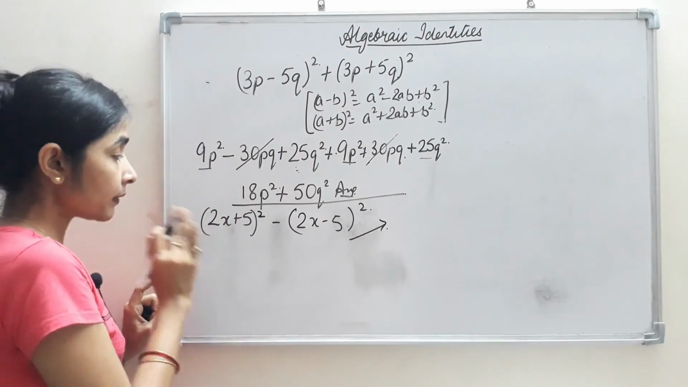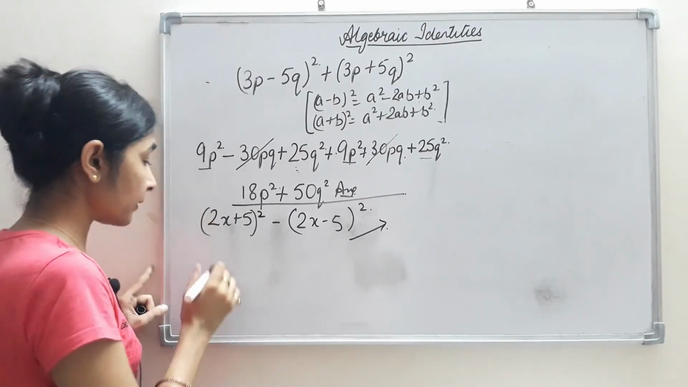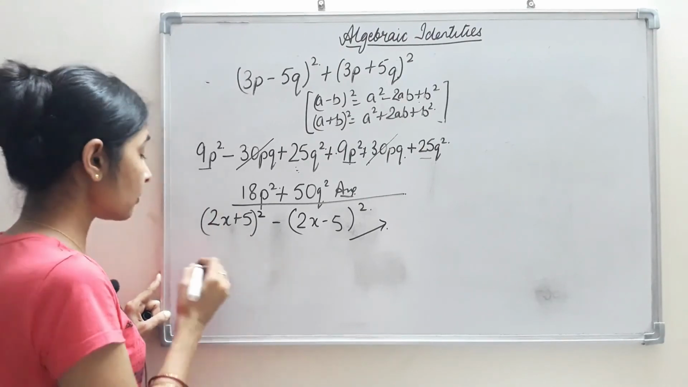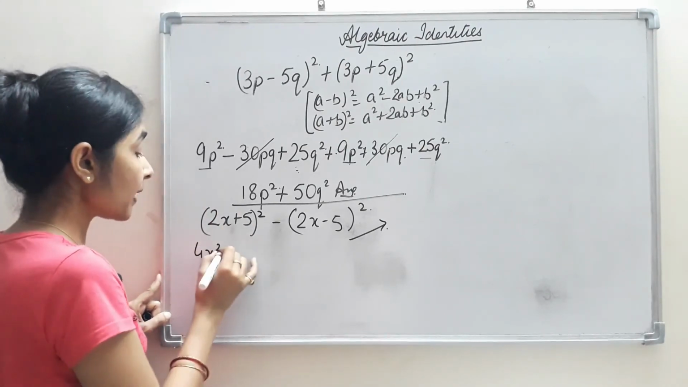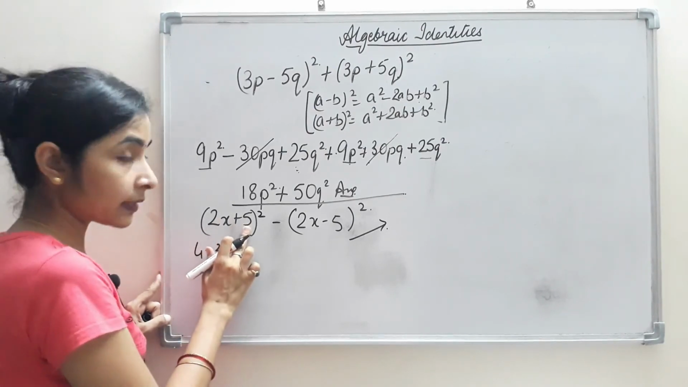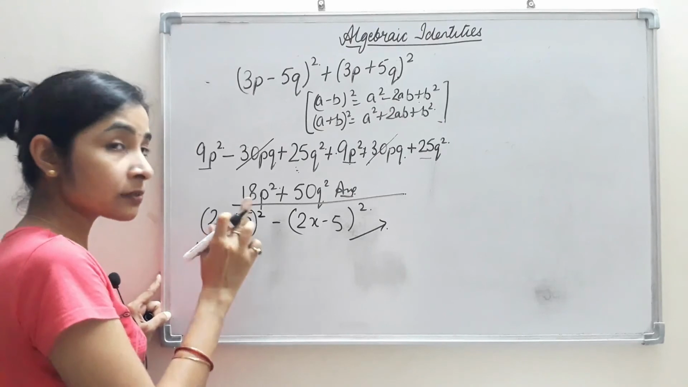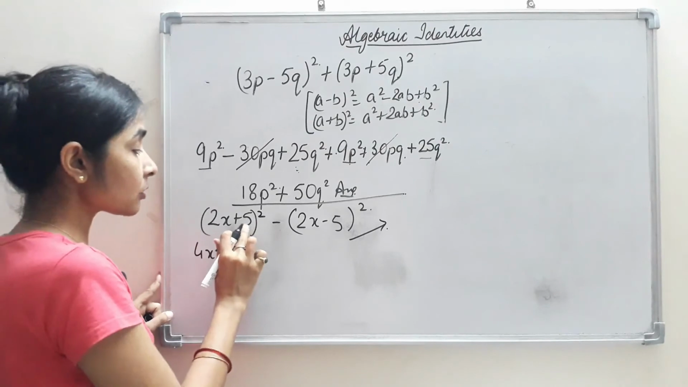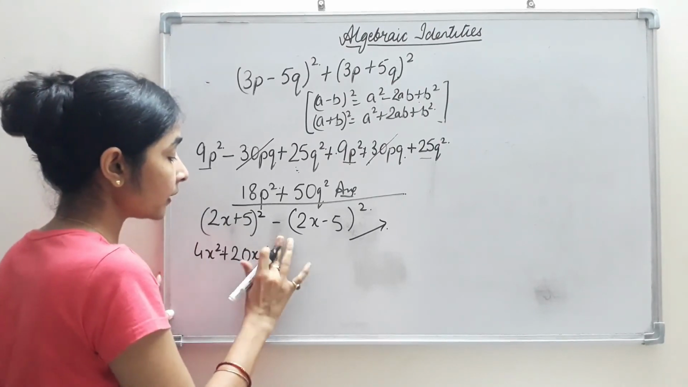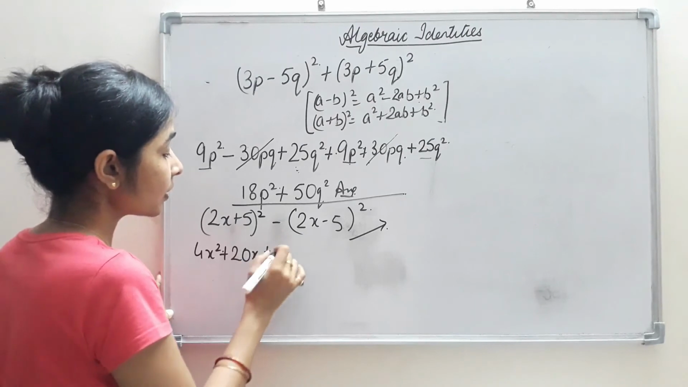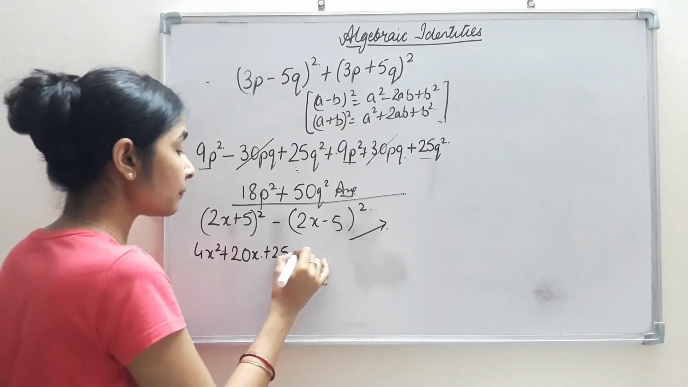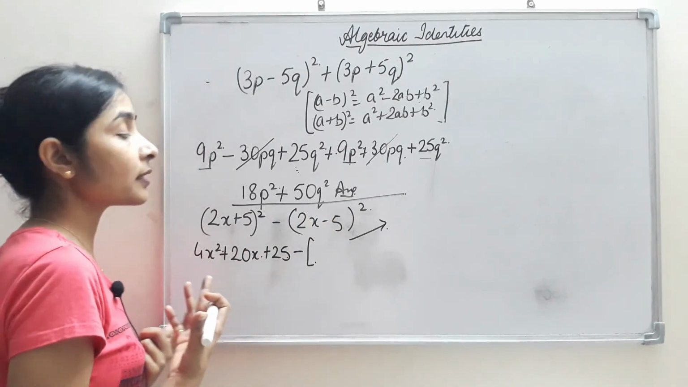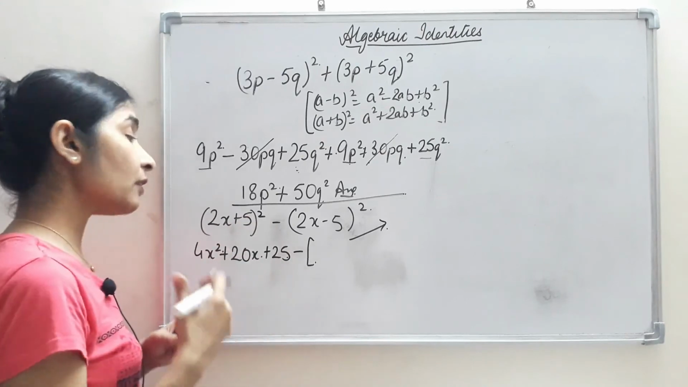So here using the first identity, (a plus b) whole square, we get a square, that means (2x) whole square, that is equal to 4x square, plus 2ab. So 2 5s are 10x, multiplied by 2 gives us 20x. Now b square, square of 5 is equal to 25. Now we will put a minus sign here, and all the terms we get on expanding the square of (2x minus 5), we will put in bracket, and in the next step we will change the signs.